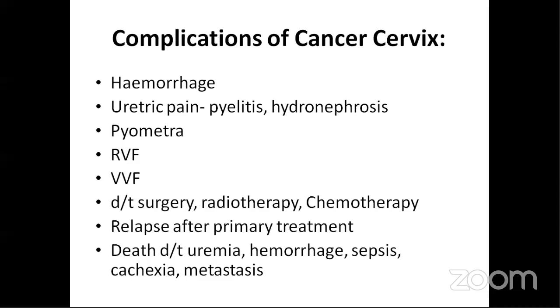Next thing is there could be relapse. That is, even after the primary treatment, there is recurrence of the disease. This is a complication, and there could be death. The patient can die, and usually the death is because of uremia, then hemorrhage, sepsis, metastasis, and gross cachexia.